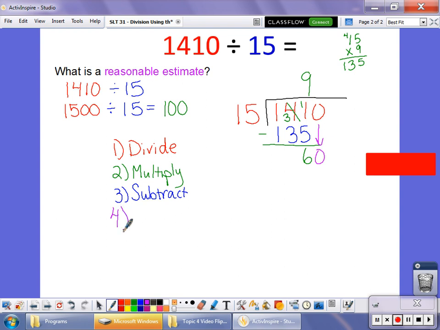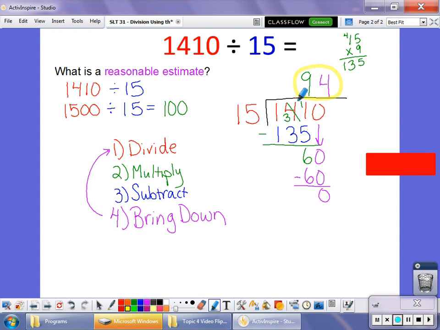And after I bring down, it's time to go back to the top and do my division again. So what I want to know is how many times can 60 be divided by 15? Well, I know that 4 times 15 will give me 60. So I know it goes in 4 times, then I multiply, then I subtract, and there's nothing left to bring down. So my answer to this problem is 94. So 1,410 divided by 15 equals 94.